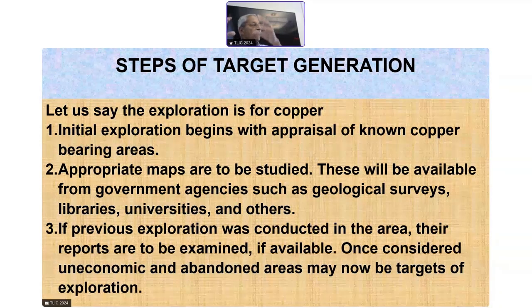That means the mapping is done. Mapping has two types of things. One is regional mapping, broad, general. The geologists will explain what indications there are for minerals and what kind of minerals are likely to be present. The second one is detailed mapping. The appropriate maps are studied for that. The maps are available in libraries, in the geological surveys, and universities. So those maps will be studied.